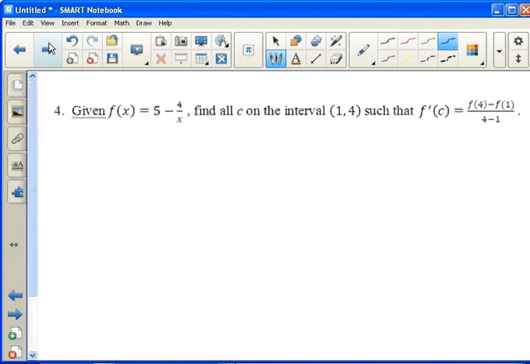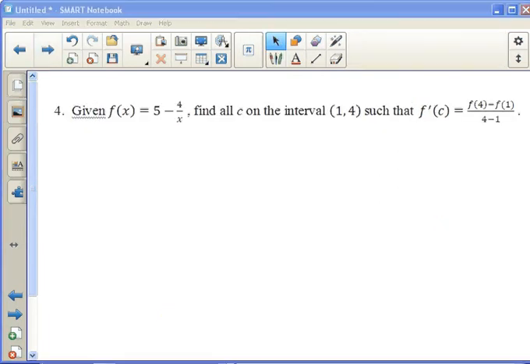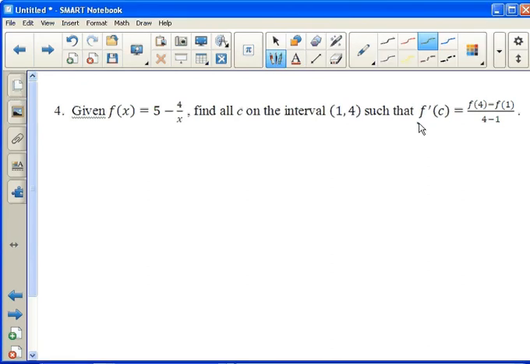Given the function f(x) = 5 minus 4 over x, find all the c on the interval 1 to 4 such that f prime of c equals f of 4 minus f of 1 over 4 minus 1. This doesn't actually say the words mean value theorem, but it is the mean value theorem. Anytime you see the derivative set equal to the slope formula, that's the mean value theorem. The mean value theorem just has two requirements, that you be continuous and differentiable.